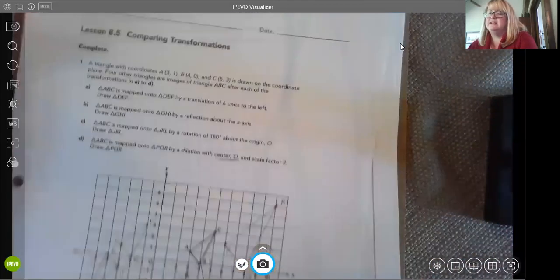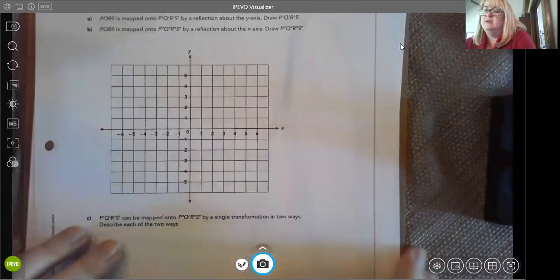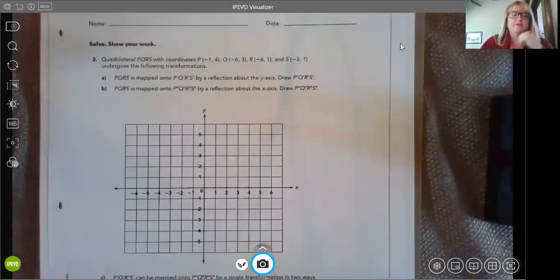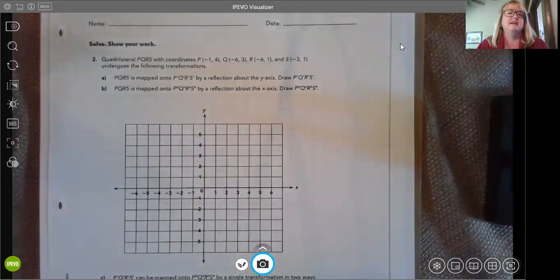All right, let's go to the next page, number 2. Quadrilateral PQRS with the coordinates P, -1 and 4, etc., undergoes the following transformations. PQRS is mapped onto P prime, Q prime, R prime, S prime by a reflection about the y-axis. Draw P prime Q prime R prime S prime, and then we'll do B in a second.